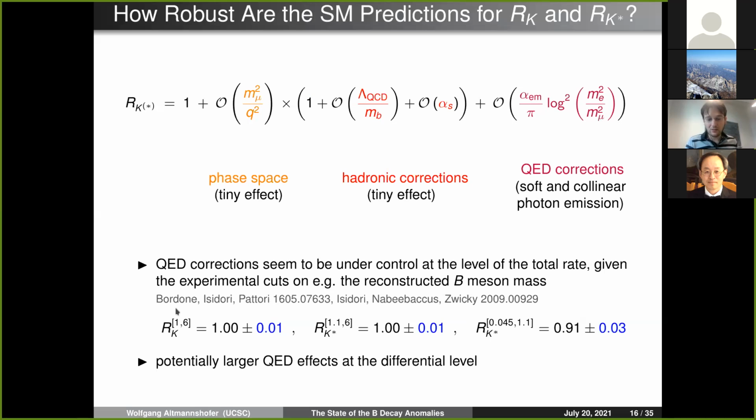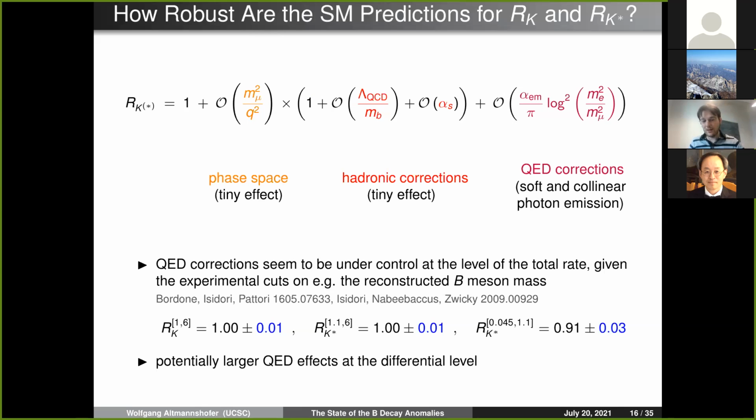And then the typical standard model predictions that one quotes for Rk and Rkstar, at least in this 1 to 6 GeV squared bin, are 1 with maybe a 1% uncertainty. And then in this very low q squared bin for Rkstar, one does have some effect of phase space. So there it's not 1, but maybe it's something like 0.91 with a slightly larger uncertainty, which is quoted here as 3%.